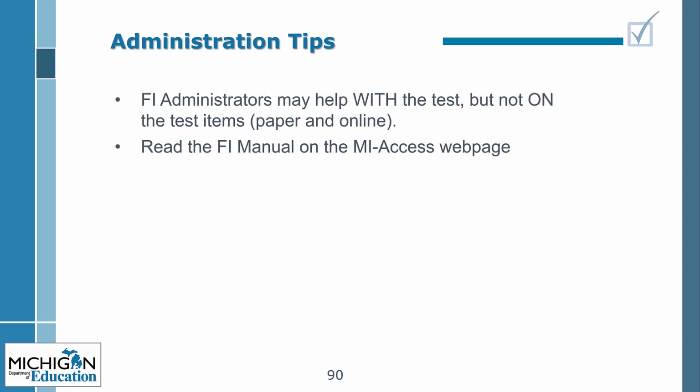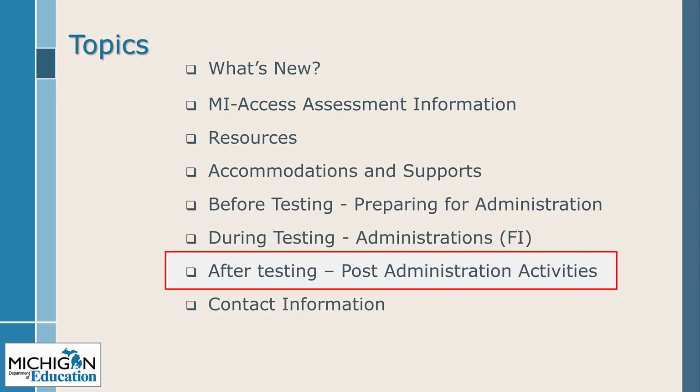Functional Independence administrators may help the students with a test, but not on the test, for paper and for online testing. Be sure to read the FI manual on the MyAccess webpage. When all of the testing administrations are complete, there are some critical steps to returning and wrapping up all of the post-administration activities. We will cover those now for the online and for the paper-pencil testing.